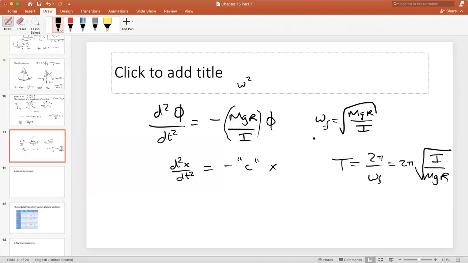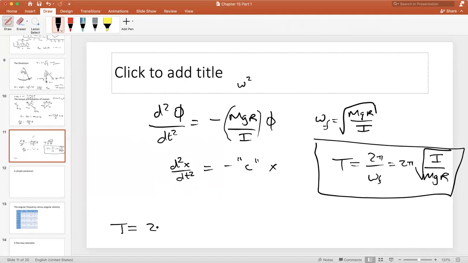And that right there is the period of a physical pendulum. It's the period of any pendulum. T is 2 pi times the square root of the moment of inertia I over the force of gravity times the radius of gyration, period. That's it.